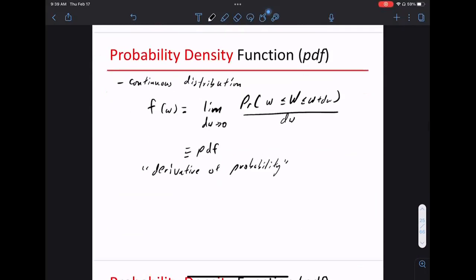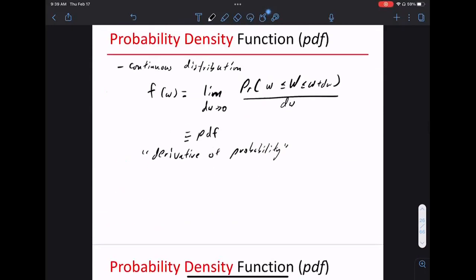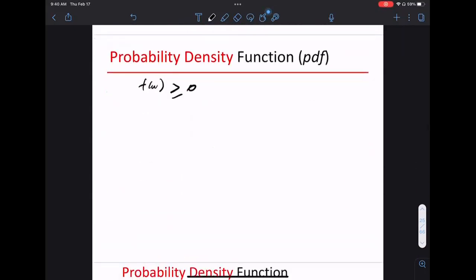The first property to note about this function is that it is always larger than or equal to 0. We take a limit of a sequence of non-negative numbers, so this is always some non-negative number. And then the second property is that the integral from -infinity to infinity is 1. Take a density.